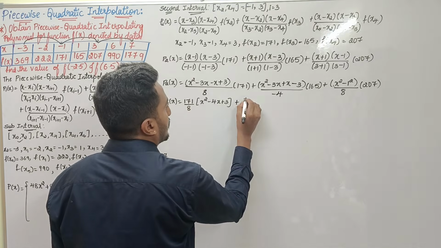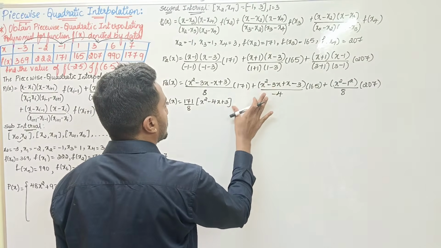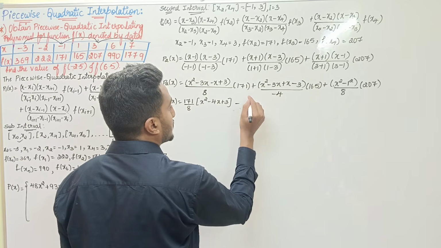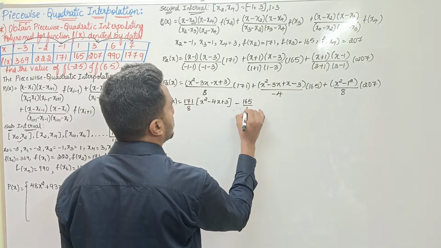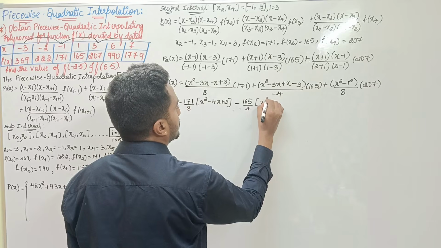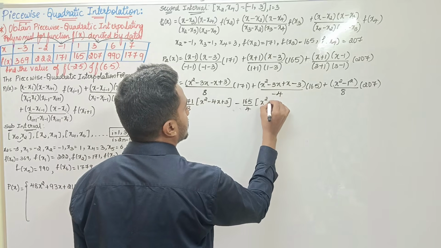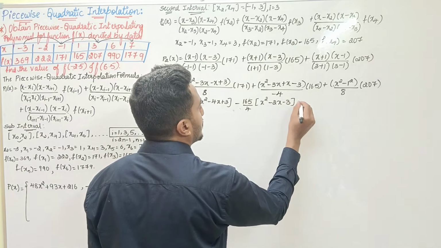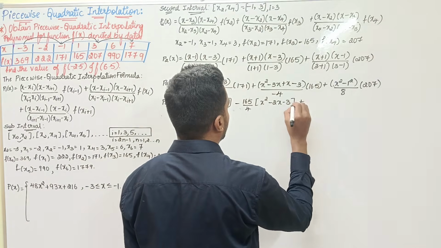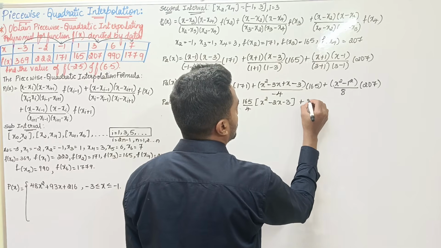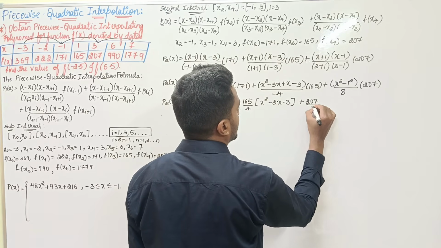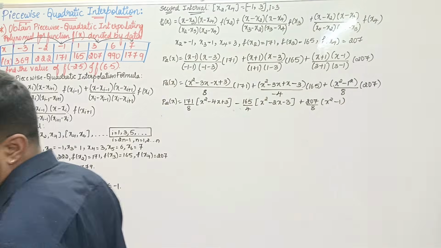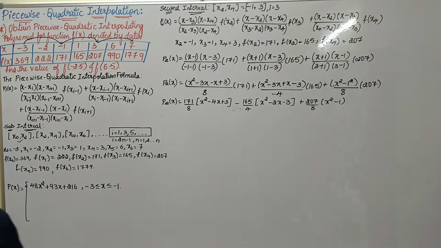plus, okay, plus into minus, minus into 165 divided by 4 into x square minus 3x plus x minus 2x minus 3, after this plus 207 divided by 8 into x square minus 1 square. 1 square is 1, again I can represent it as constant.